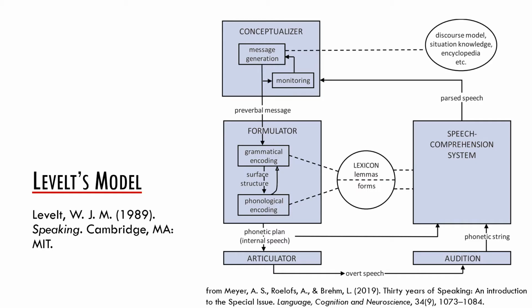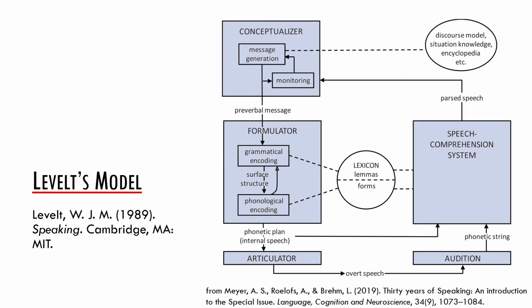The main function of the conceptualizer is to generate the so-called preverbal message. This is done with the use of various external information, such as the speaker's world knowledge, the situation awareness, and also the model of the present discourse. The formulator takes the preverbal message and its output is a phonetic plan for the utterance. On the way, the message is grammatically and phonologically encoded with the help of the mental lexicon. The articulator then generates the overt speech.